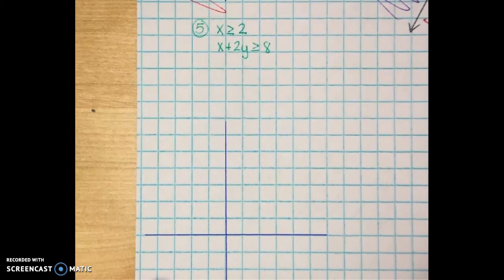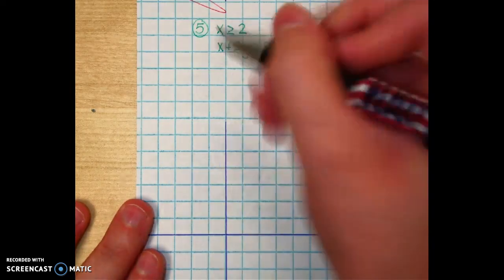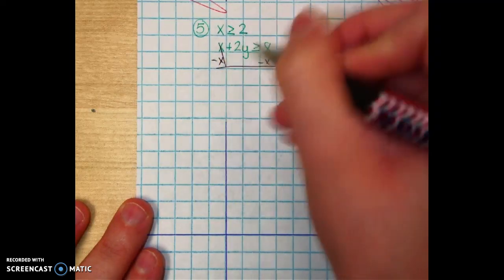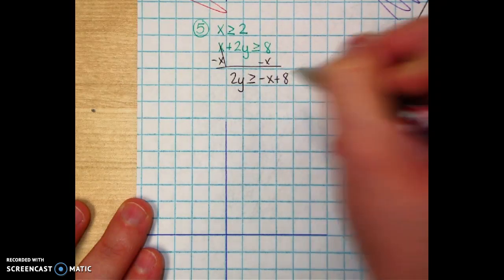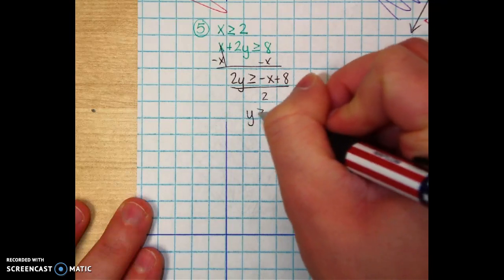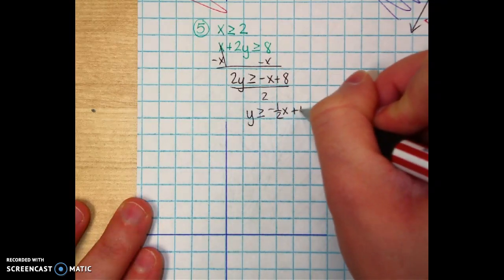Okay, last one. Number 5. X is greater than or equal to 2, and x plus 2y is greater than or equal to 8. We're going to have to do a little bit of work on this one to get y by itself. First, I'm going to subtract x. To get 2y is greater than or equal to negative x plus 8. Divide by 2. Y is greater than or equal to negative 1/2 x plus 4.